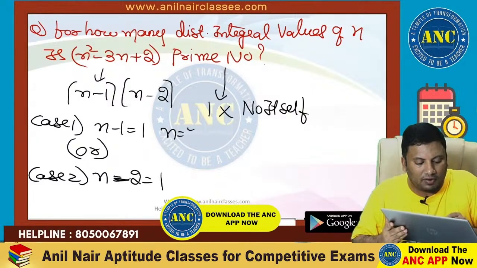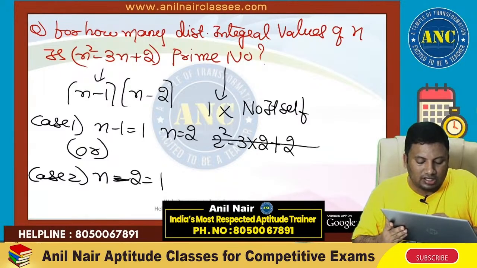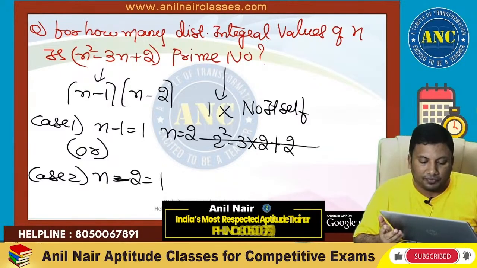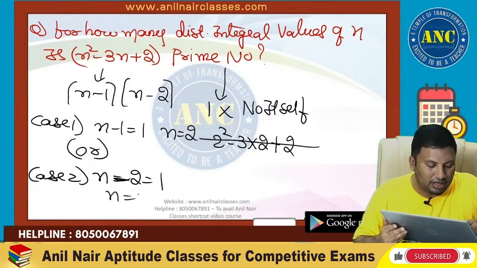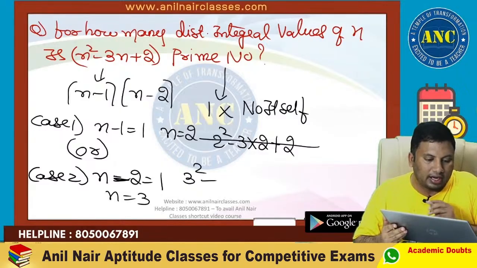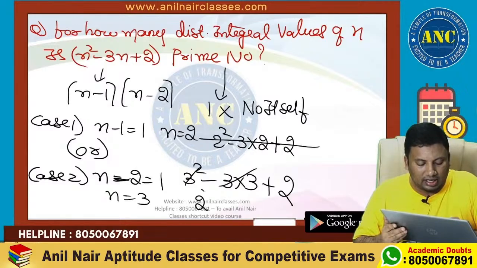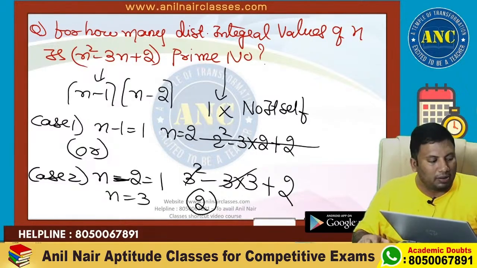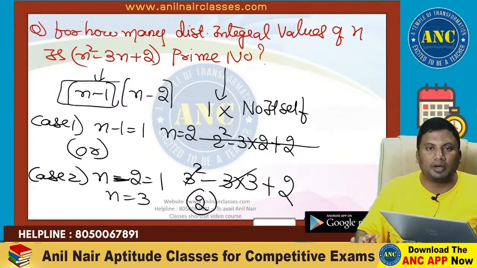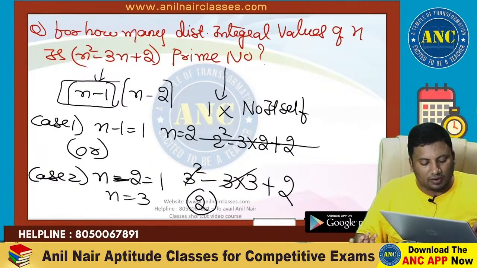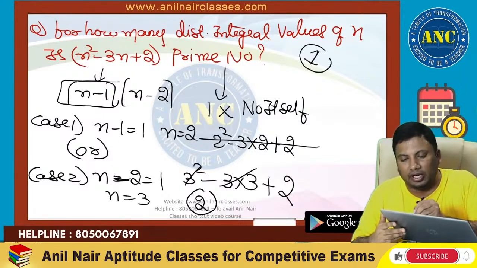So if n is 2, 2 square minus 3 into 2 plus 2 is 0. 0 is neither prime nor composite. Now n minus 2 equivalent to 3, so n is 3: 3 square minus 3 into 3 plus 2, 9 minus 9 cancel, answer is 2. 2 is a prime number. How many values can n take such that this is a prime number? n minus 2 is equivalent to 1, n equivalent to 3. It takes one value.